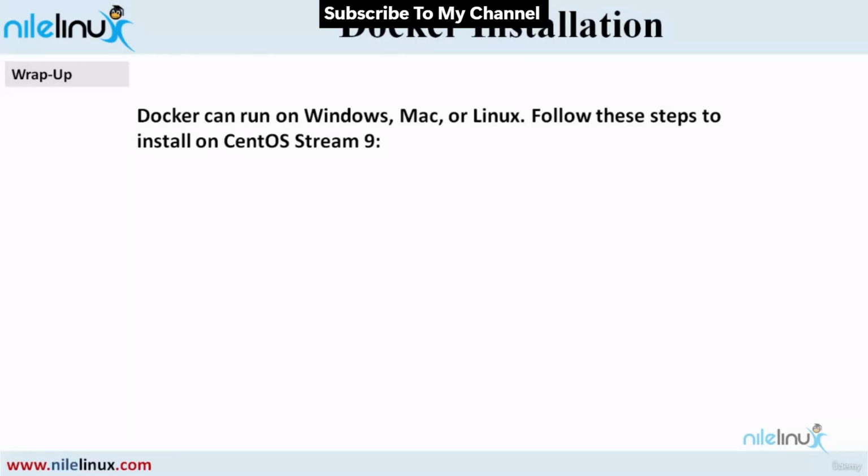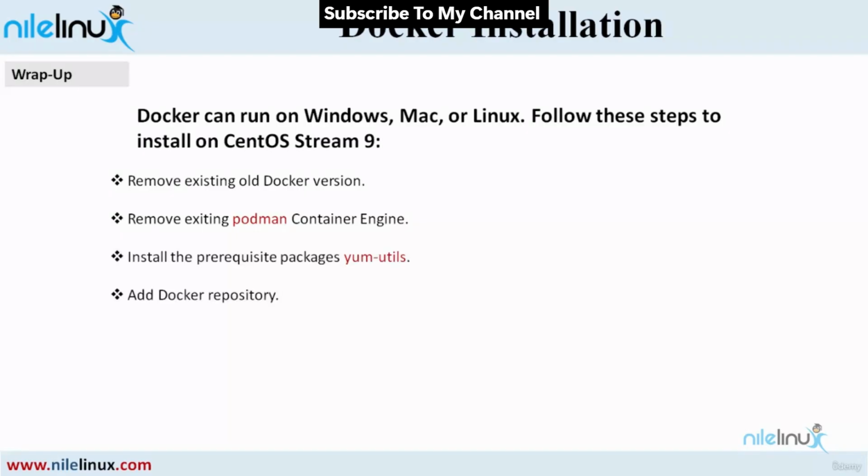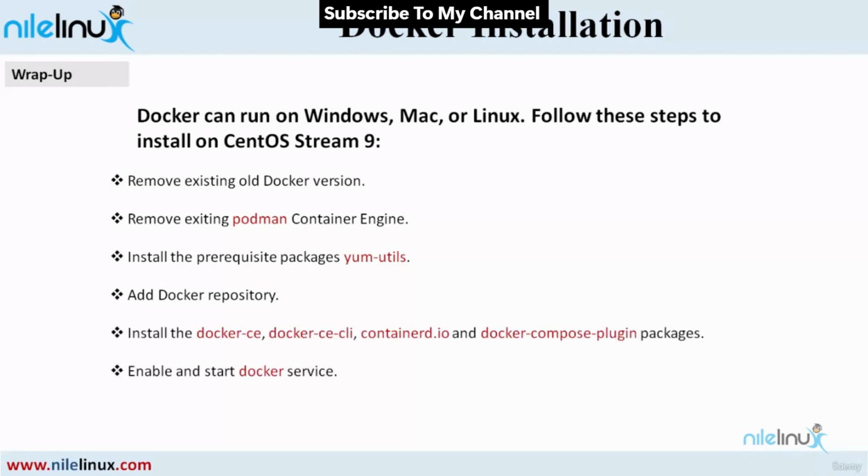So to summarize, we know that we can install Docker on Windows, Mac or Linux. And if we are going to install Docker on CentOS Stream 9, then all we have to do is remove any existing older version of Docker and also remove the Podman package. After that, install the prerequisite packages and add the Docker repository. Then just install the packages we need, such as Docker CE, Docker CE CLI, containerd.io, and the Docker Compose plugin package.